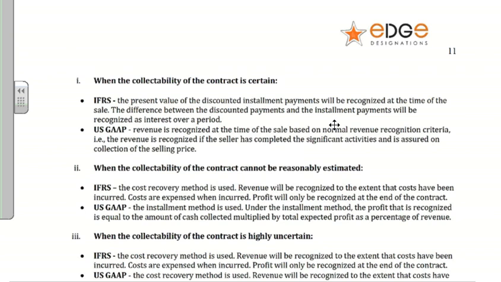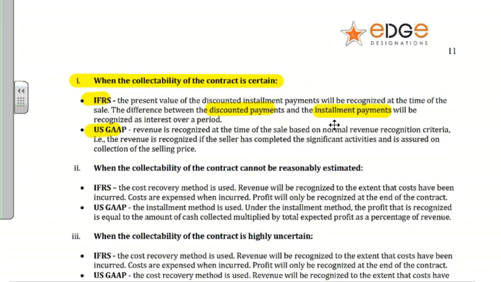And top of page 11, when the collectability is certain, IFRS says we do the present value of the discounted payments, and we recognize those at the time of the sale. What's then the difference between the discounted payments and the actual payments that will be received? That's interest.